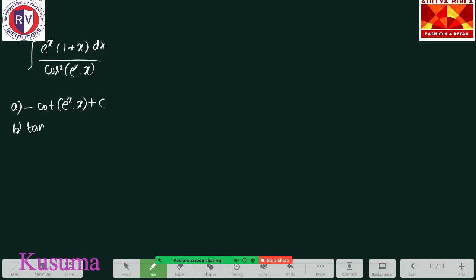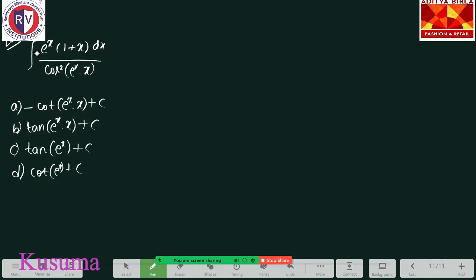tan of e to the power of x into x plus c. Option C, tan of e to the power of x plus c. Option D is cot of e to the power of x plus c. So this was a question in the year 2016. Okay, we can solve this by the method of substitution.